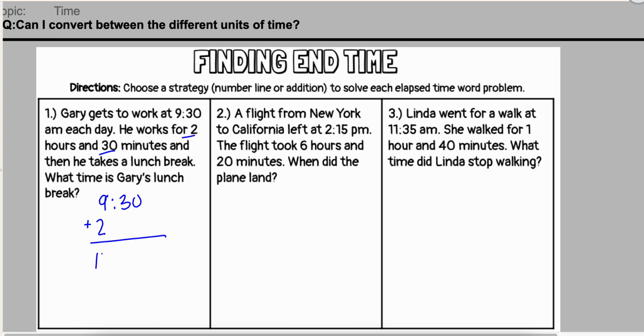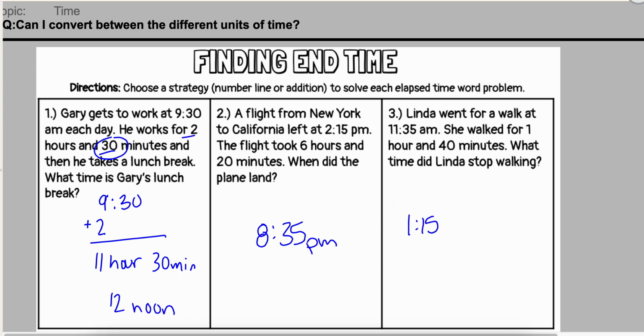9, 10, 11. So now I'm at 11:30. But then it said that I had to go 2 hours and 30 more minutes. I'm going to put 30 more minutes on here, and that's going to bring me to 12 noon. What I'd like you to do is pause the video and try the next two and see if you can figure out, when does the flight end and when did Linda stop walking. In this case, you should have found that the flight's going to end at 8:35 p.m. And in this case, Linda would have completed her walking at 1:15.